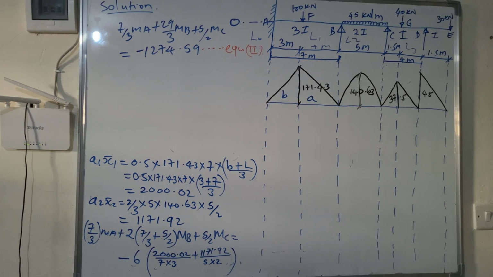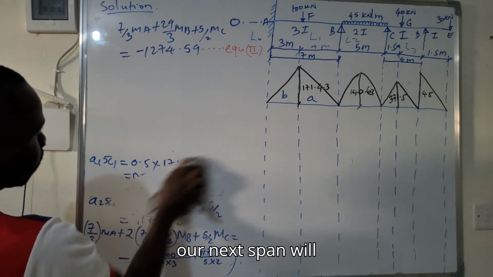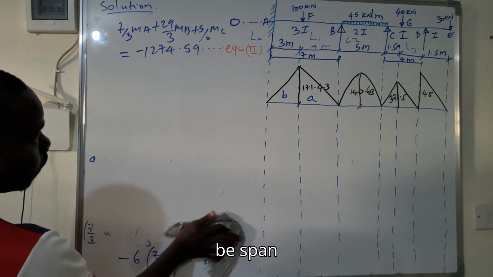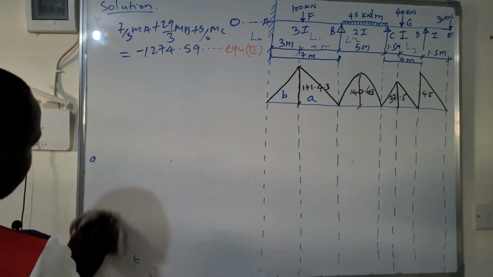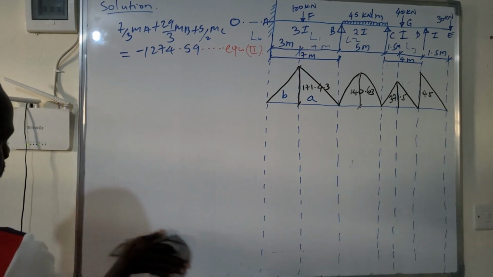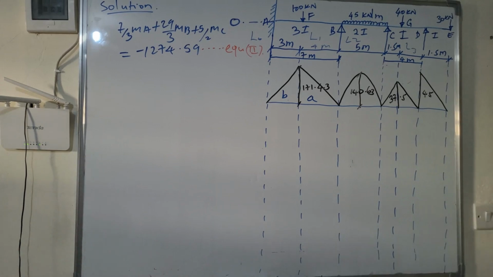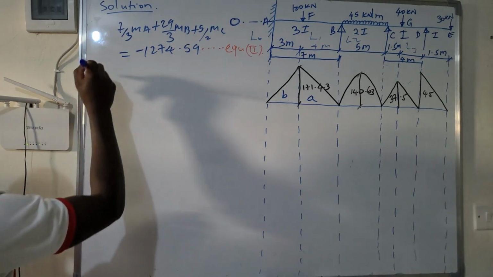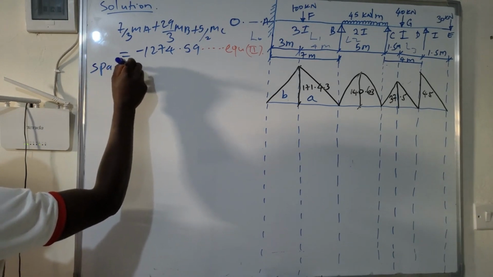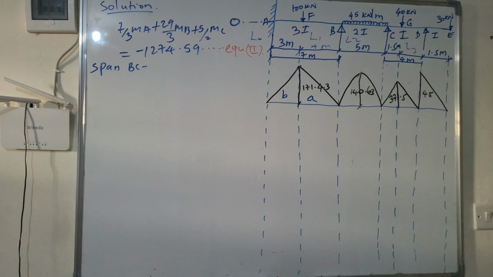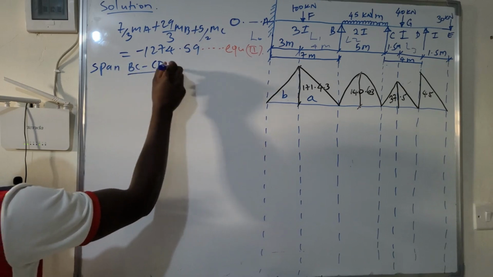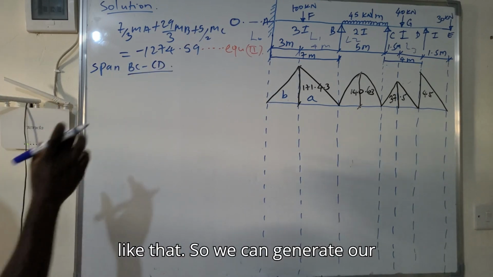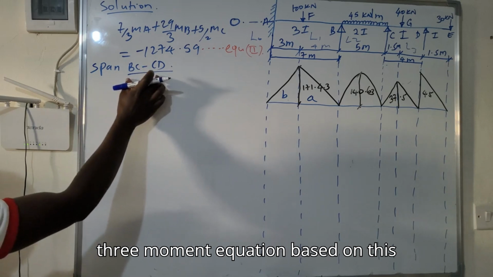We consider another span. So our next span will be span BCCD. So span BCCD, like that. So you can generate our 3-moment equation based on this span.